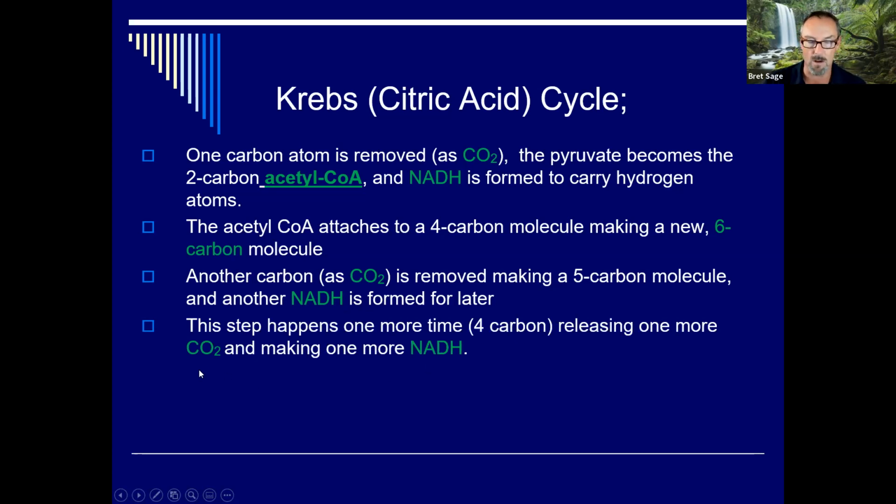That should be the last carbon that came in, make another hydrogen carrier. But here's something I want you to note. ATP is formed, but only one molecule. The main purpose of the Krebs or citric acid cycle is not to make ATP directly.